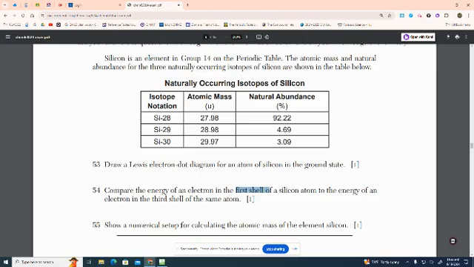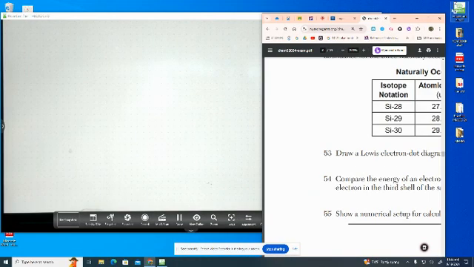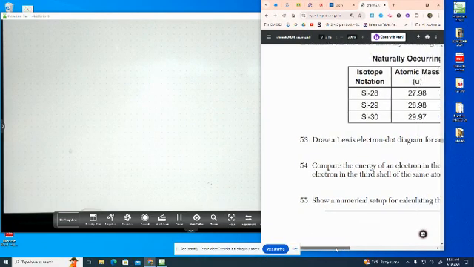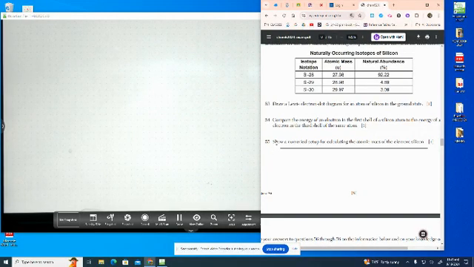Show a numerical setup for calculating the atomic mass of the element silicon. What would that look like? I think I closed down my thing already. Okay, let me just squeeze this. Oh, I didn't. Here it is. Okay, so can I move this over just a little bit? Okay. Show a numerical setup.